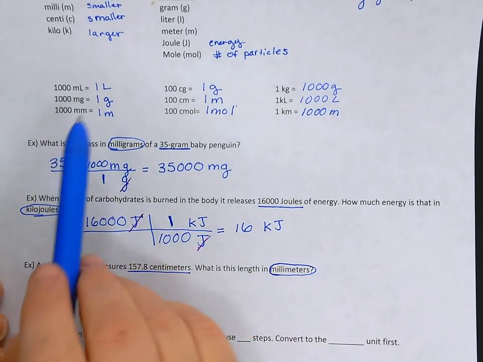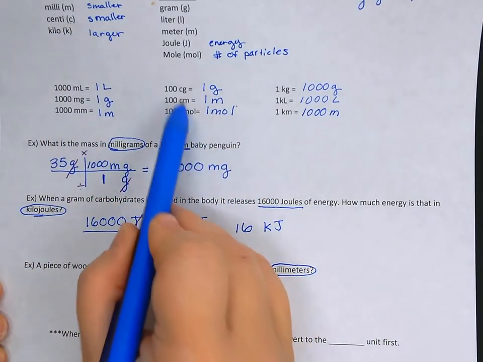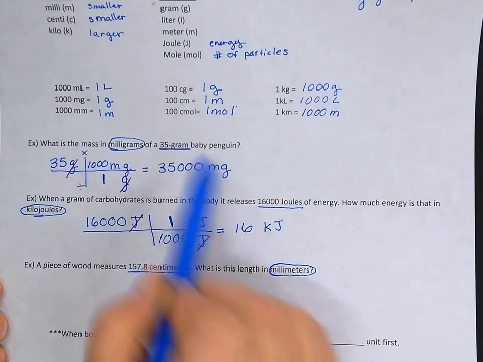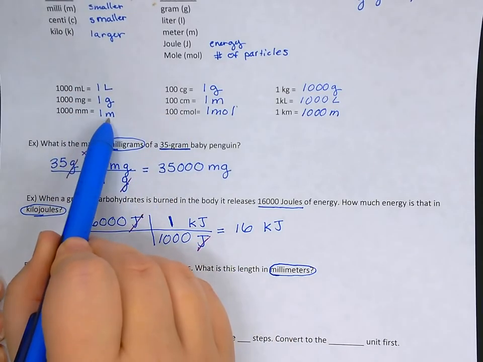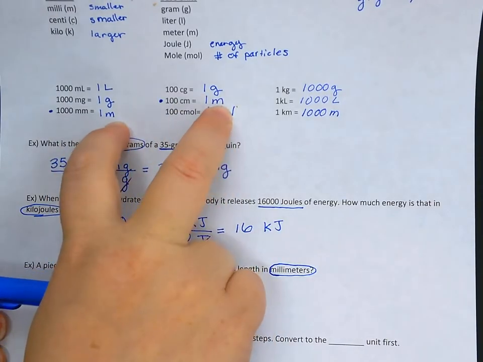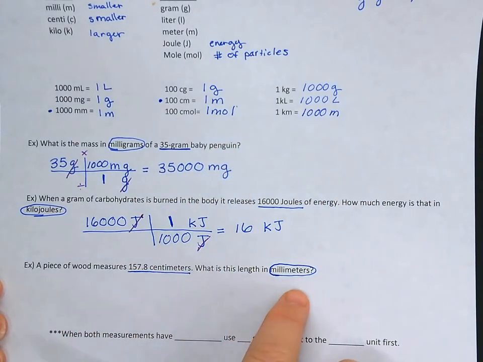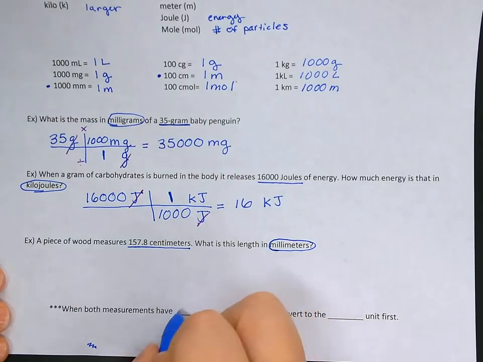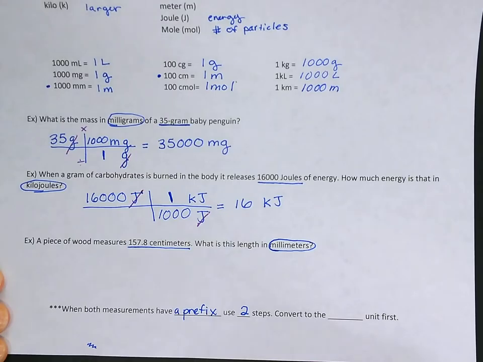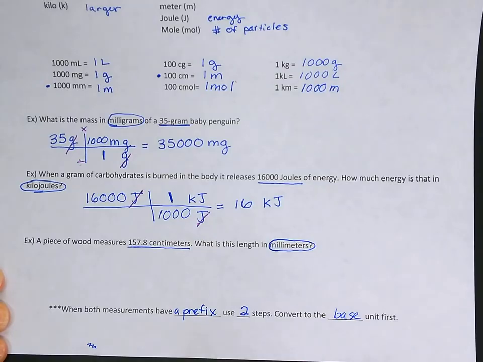Now let's look. I know like if I did centimeters over here, I know that that's equal to a meter. But I don't know how it's equal to a millimeter. But I do know how a millimeter is equal to a meter. So we have these two pieces of information. They both relate to meters, the base unit. So we can use our base unit here. When both measurements have a prefix, we're going to use 2 steps to convert, okay? And we're going to convert to the base unit first. Okay, let's see what that looks like.